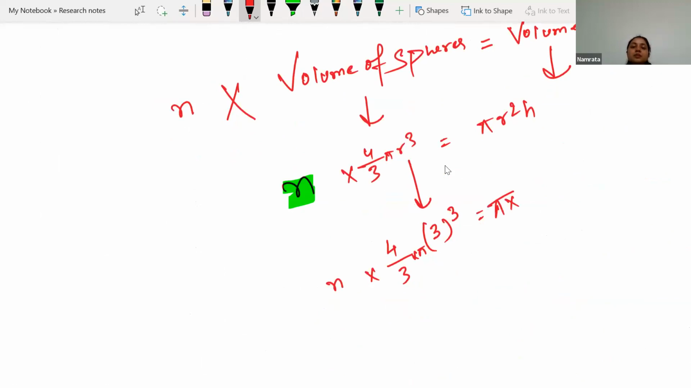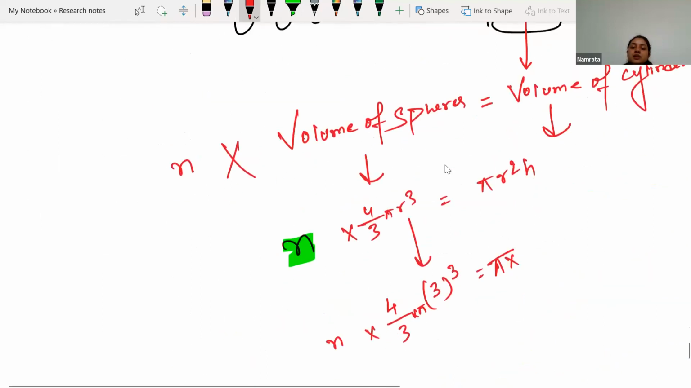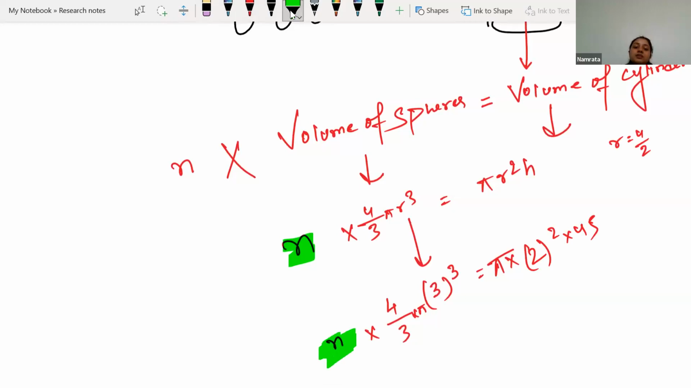The diameter was 4 centimeter, that means the radius is 4 by 2, which is 2, squared, and the height is given as 45. Now from here we have to find the value of n, that means how many spheres there were. How many spheres can we make of the given radius, that is 3 centimeter, or how many spheres can we make of diameter 6 centimeter, right?